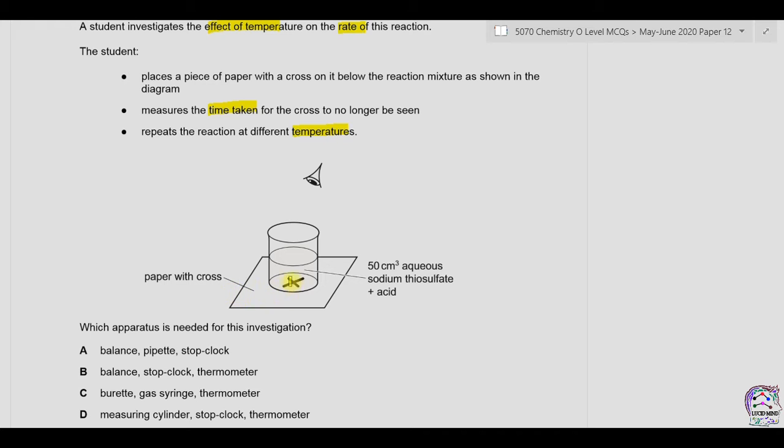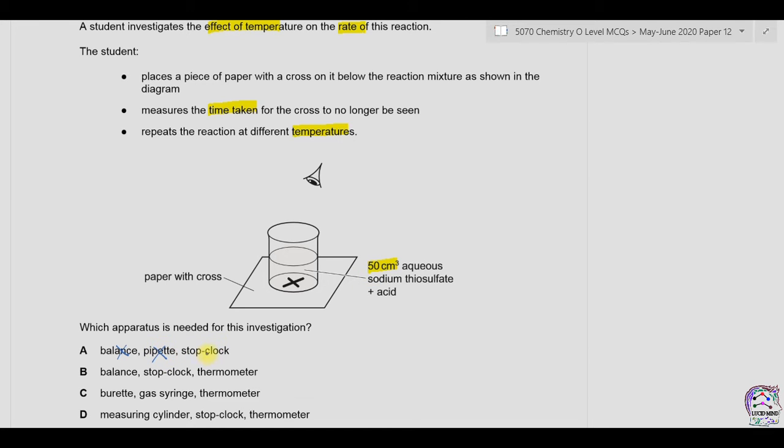This is the given diagram. We can see this is the paper and this is the cross. 50 cm3 of sodium thiosulfate is added along with the acid. Which apparatus is needed for this investigation? A. Balance. Balance is not needed as we are not doing any weighing. Pipette. Now pipette can be used only for 20 cm3 or 25 cm3 fixed volume, but the volume given here is 50 cm3, so therefore pipette cannot be used.